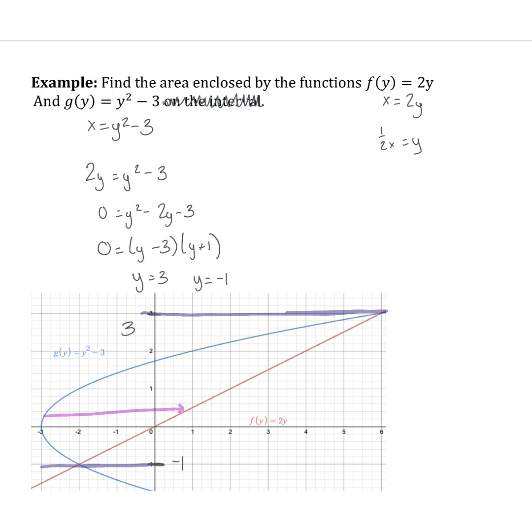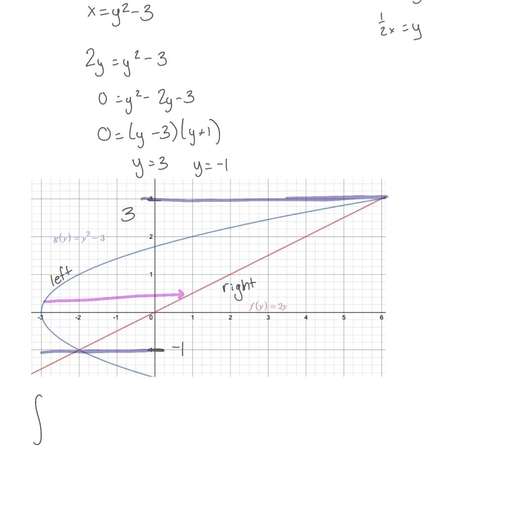And instead of the top function minus the bottom function, we're going to have our right function minus our left function. The left function is going to be like the bottom function and the right function is going to be like the top function. So our integral is going to be from -1 to 3 of our right function, which is our linear function, minus our leftmost function. And now instead of dx, we're going to have dy, because the variable we're integrating with respect to is y.